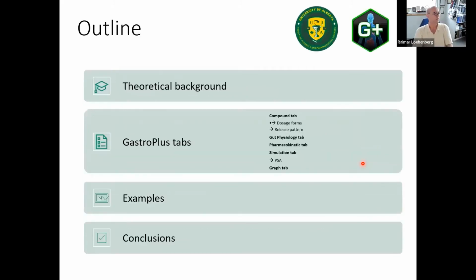Yeah. So here the outline. I will give a very short theoretical background about biopharmaceutics. Then we will live show you GastroPlus, the program and the exercises we did. So the different tabs GastroPlus has: the compound tab, gut physiology, pharmacokinetics, simulation tab, the graphic tab. Then we will show you some examples which we did with the students, and then we give some conclusions. Okay.